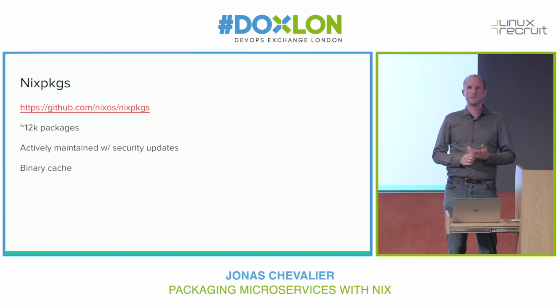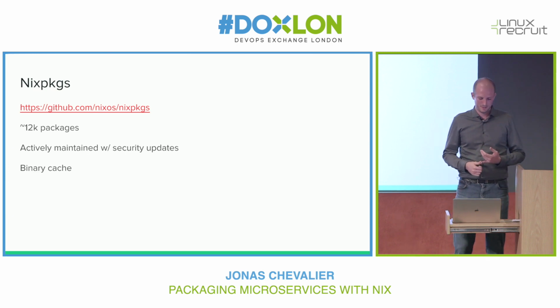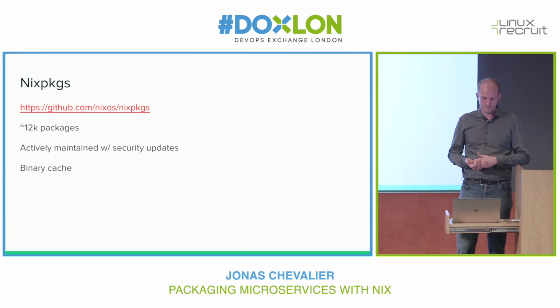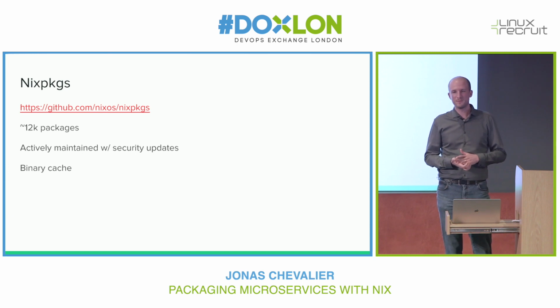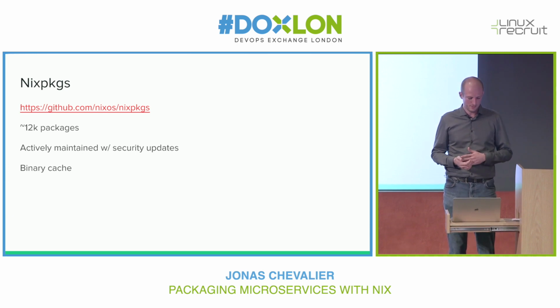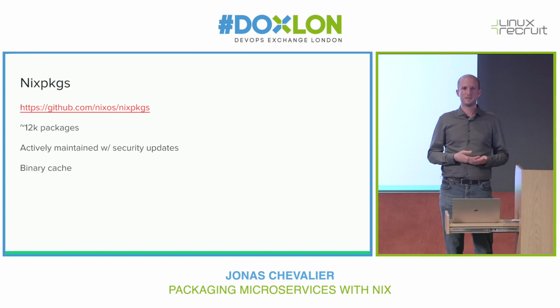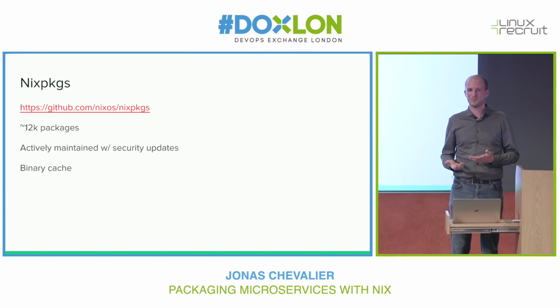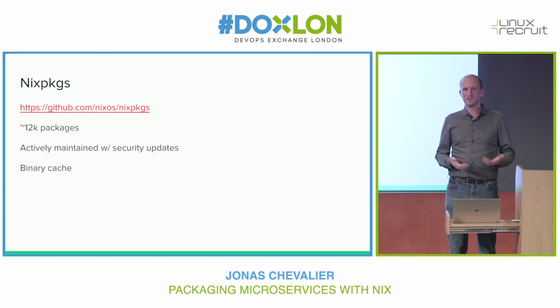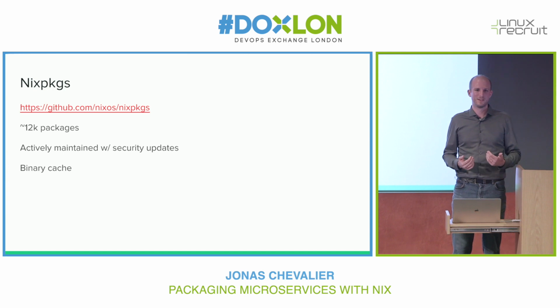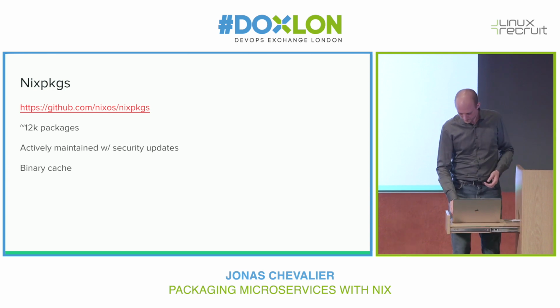And because Nix is pure, you specify everything, and you don't want to write packages for Ruby, Python, and Haskell. So there's actually a package repository that's maintained by the community, and I'm one of the contributors. We have 12,000 packages, and we have security updates. We also provide a binary cache, which is pre-built binaries for all of the packages in the package repository. So if you use Nix packages, you can just pull the binaries and you don't have to build everything yourself.